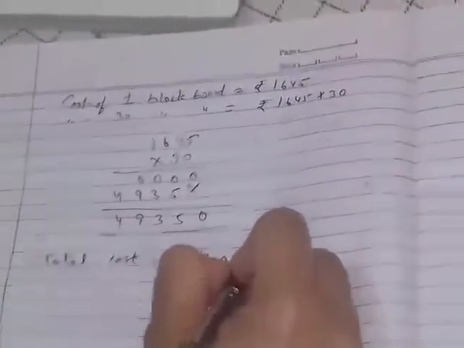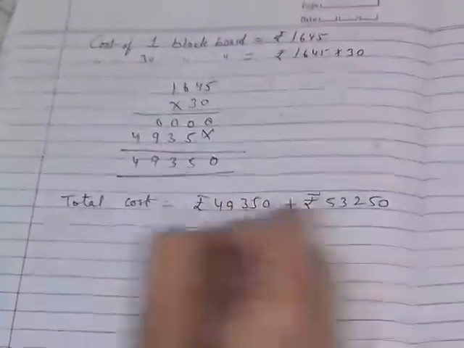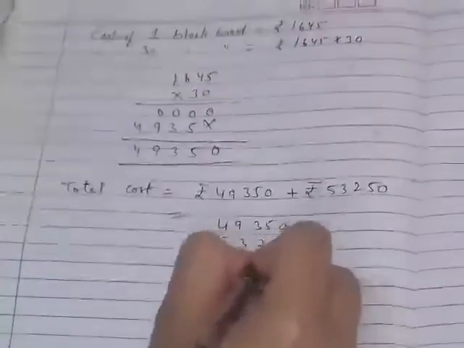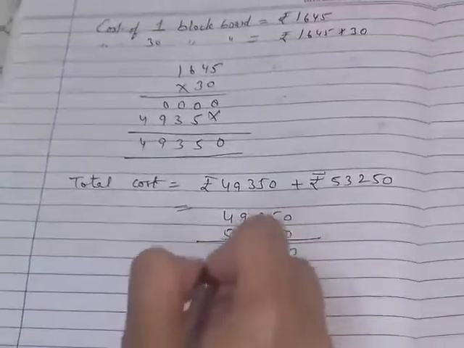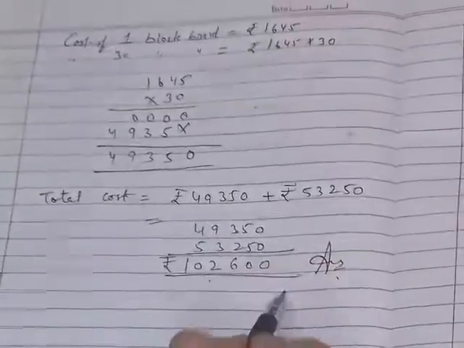Total cost: the cost of 30 blackboards is 49,350 and the cost of 50 chairs is 53,250. Then add. Now add these two. This is your total cost. Total cost is the answer. So this is exercise 3D.